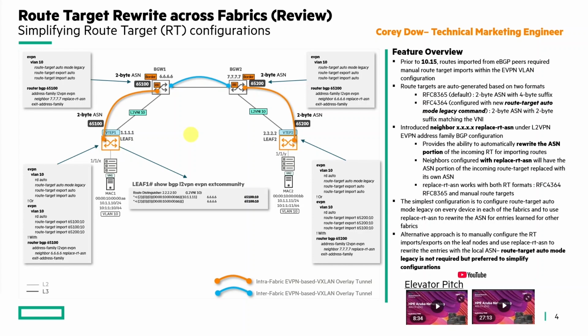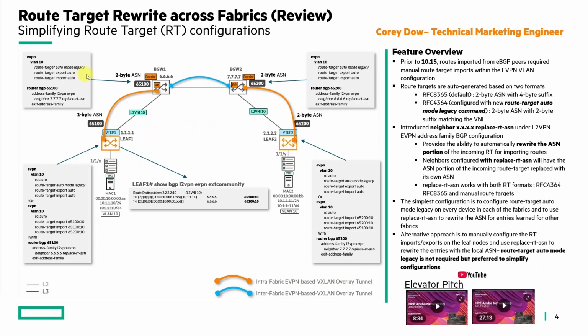Okay, and so for an overview of the feature, we're going to just start by revisiting what we've already released with AOS-CX 10.15. Back with that release, we supported route target rewrite across fabrics within the configuration where you have a 2-byte ASN on both sides. So this is a multi-fabric setup, as you can see here, with ASN 65100 and 65200 across the fabric with eBGP.